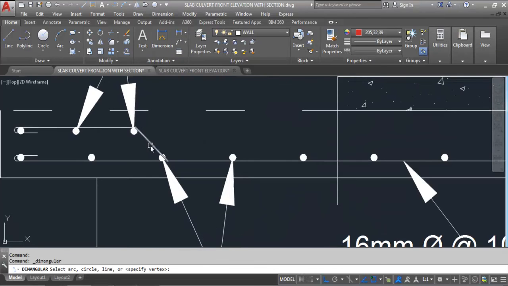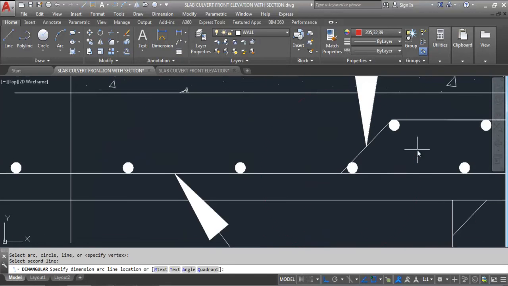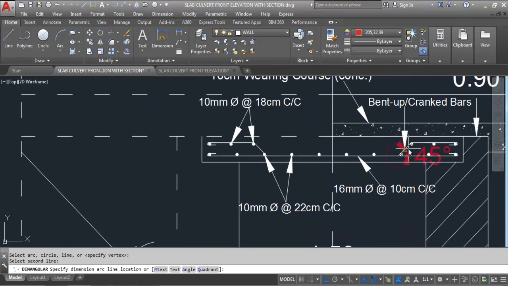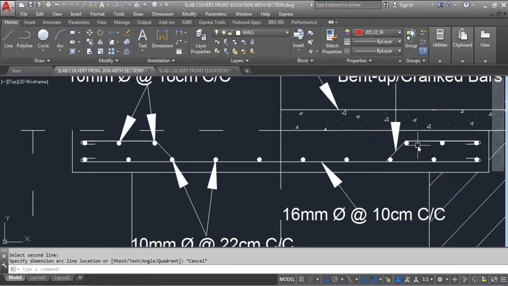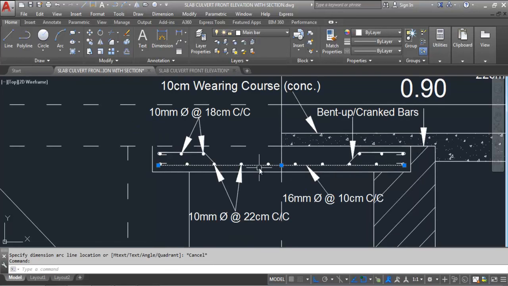Now this angle is 45 degree. This angle should be 45 degree. This is the bent up bar or crank bar angle. This should always be 45 degree. So I have already created this. This is the main bar. These are the distribution bars. This is our bent up or cranked bar.